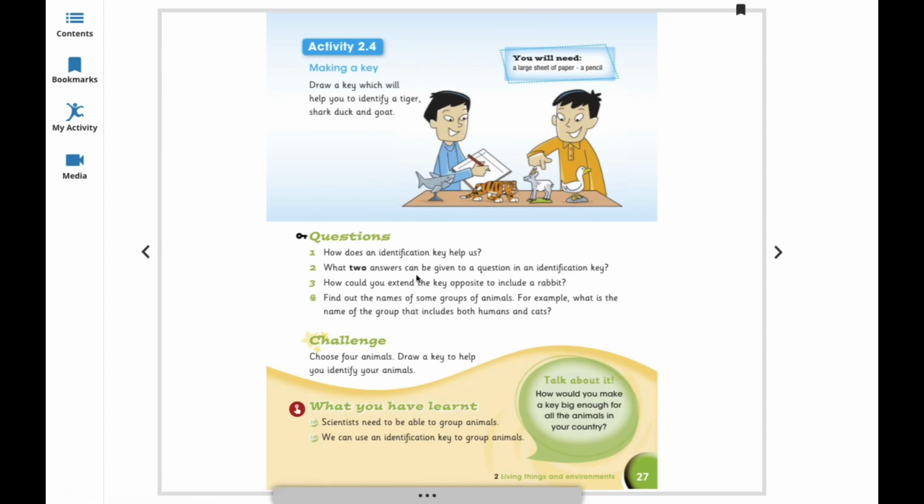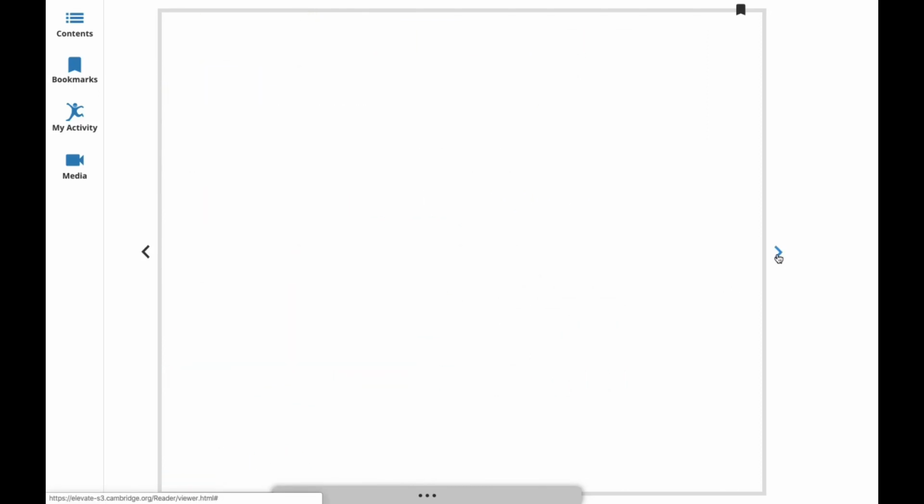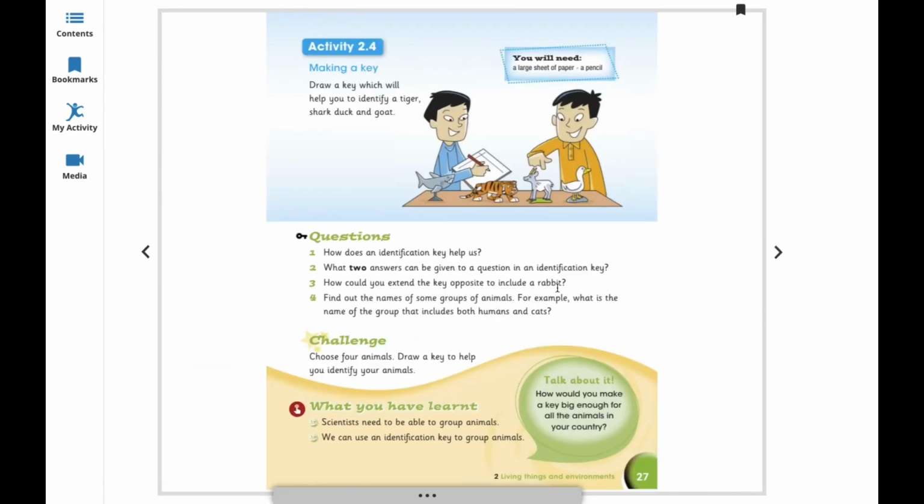Let's have a look at these questions, okay? So how does an identification key help us, okay? What two answers can be given to a question in an identification key? And how could you extend the key opposite? So we're talking about this key, okay? How could we extend it, so make it bigger, to include a rabbit?